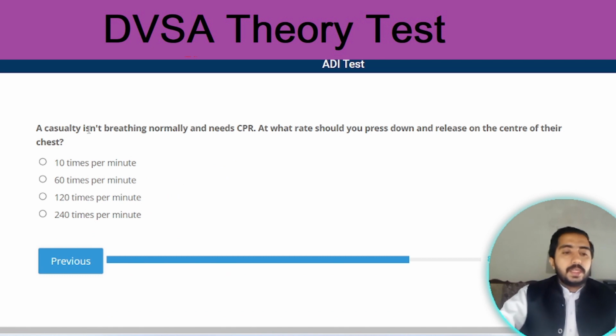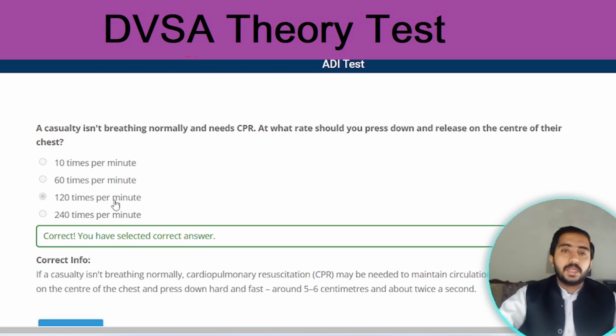A casualty isn't breathing normally and needs CPR. At what rate should you press down and release on the center of their chest? The correct option is 120 times per minute. Option C is the correct option.